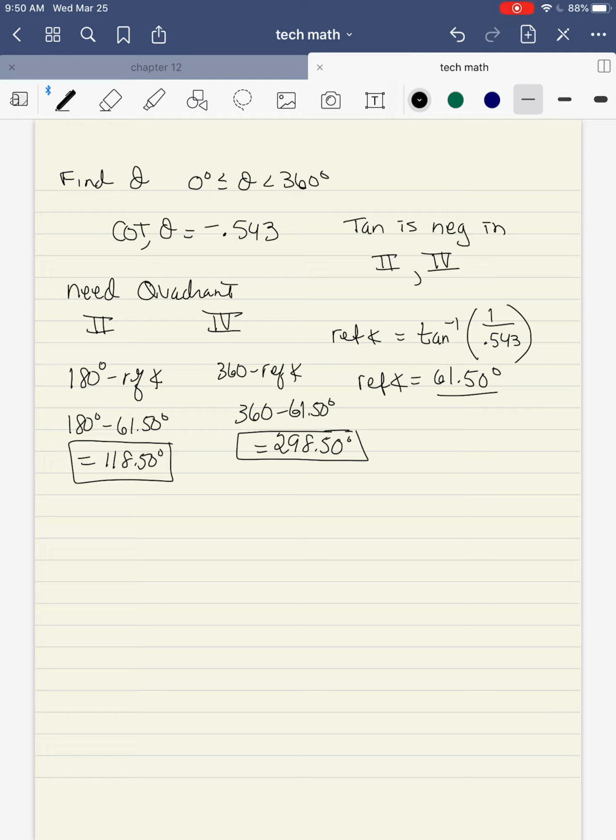But inverse tangent of 1 divided by 0.543 is 61.50 degrees. That's my reference angle, that's my quadrant 1 angle. But for this particular problem, I need quadrant 2 and quadrant 4. So quadrant 2 is 180 minus the reference angle, quadrant 4 is 360 minus the reference angle. So quadrant 2 is 180 minus 61.5, so that's 118.5. And quadrant 4 is 360 minus 61.5, which is 298.5.